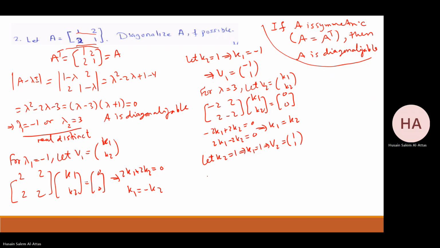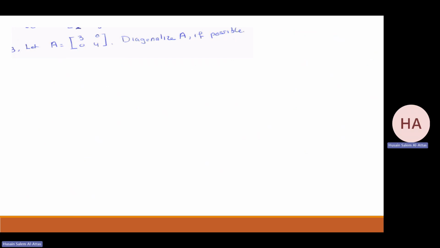So A is diagonalizable. So what is D? D will be minus 1 and 3, 0, 0. And what is P? P will be V1 and V2: minus 1, 1, 1, 1. Okay, let me do this next one.